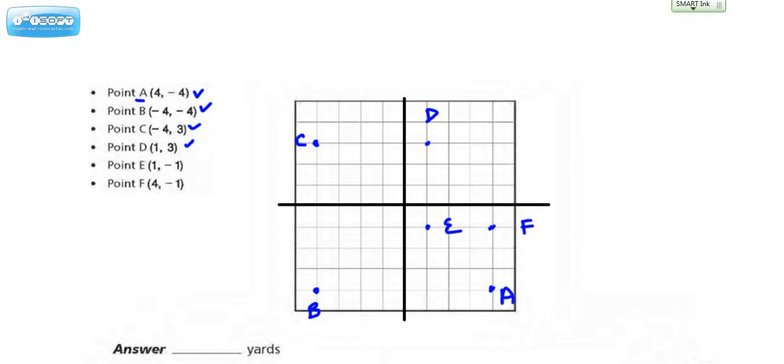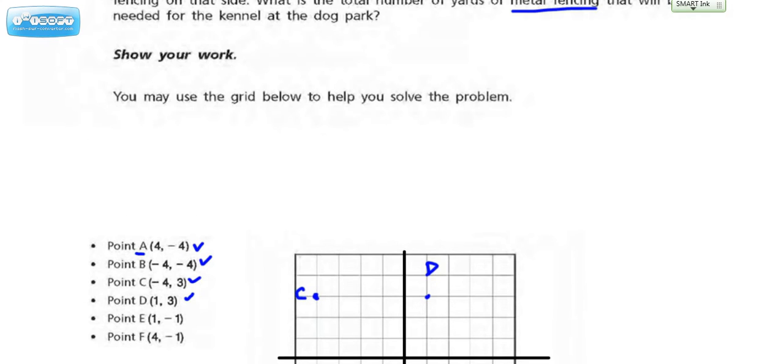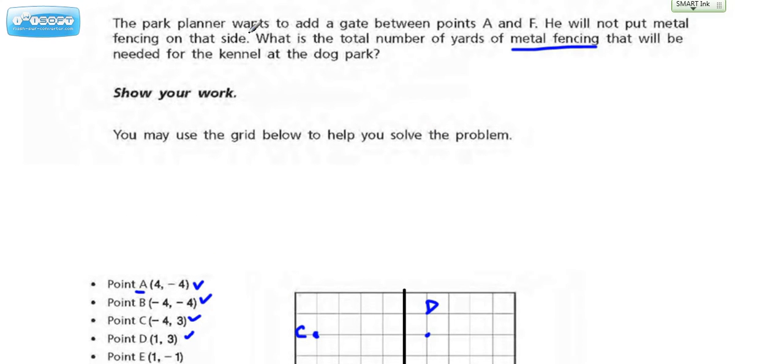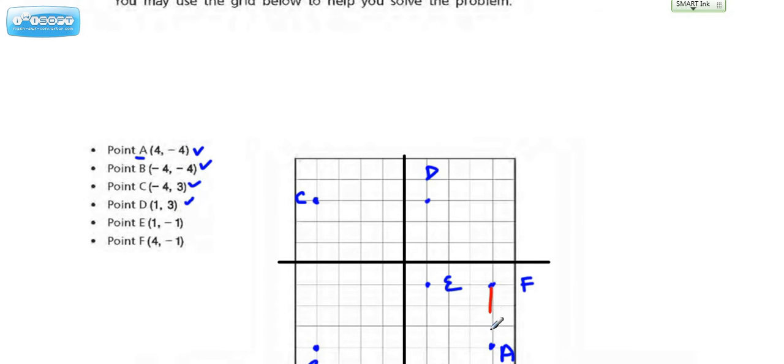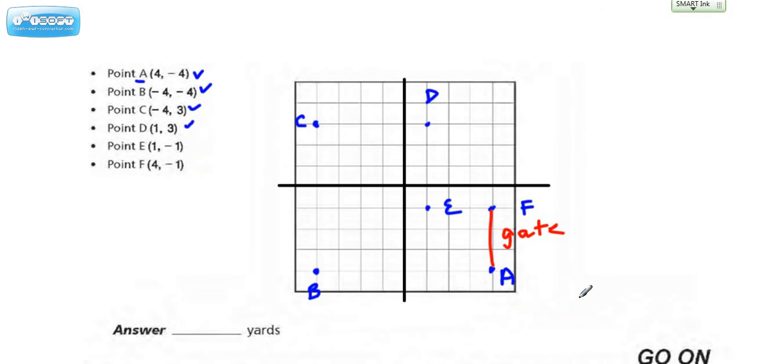Now the thing that makes this question a bit tricky is you have to recall this part right here where it says the park planner wants to add a gate between points A and F. So that's right here. This is going to be the gate. Therefore, we don't need metal fencing there. So where we need metal fencing is here, here, here, and by the way, it's best to use a ruler when you do this on a state exam, here, and here.